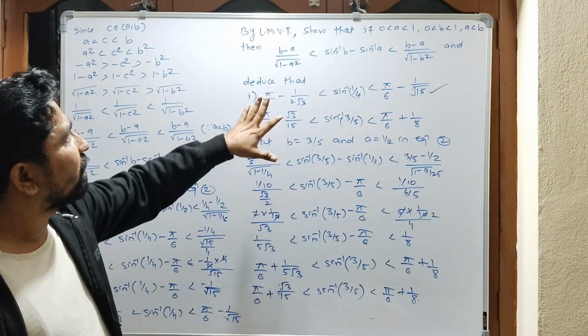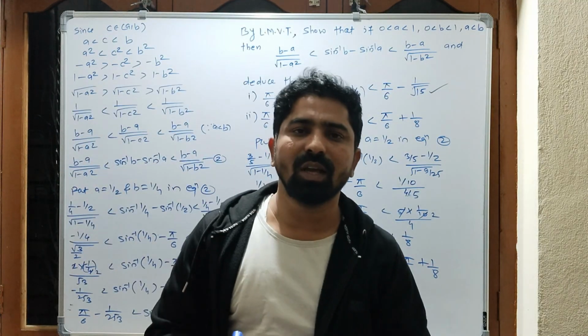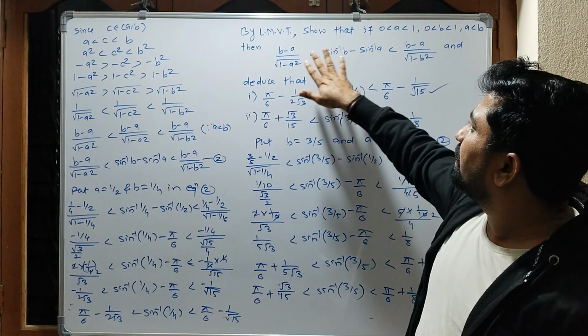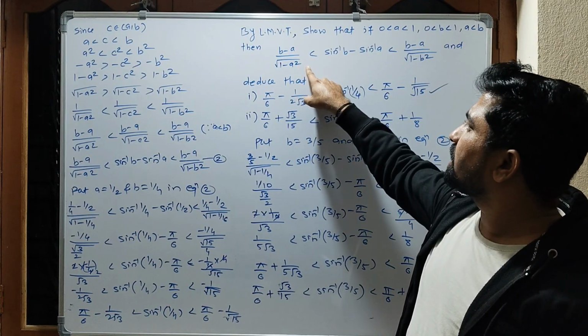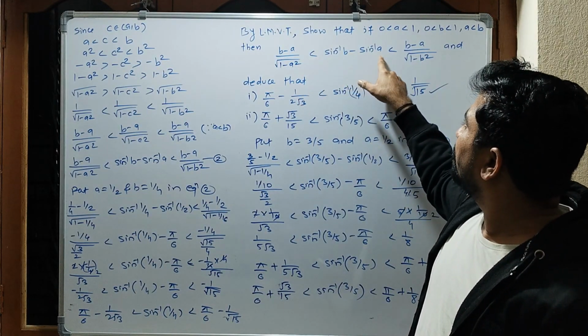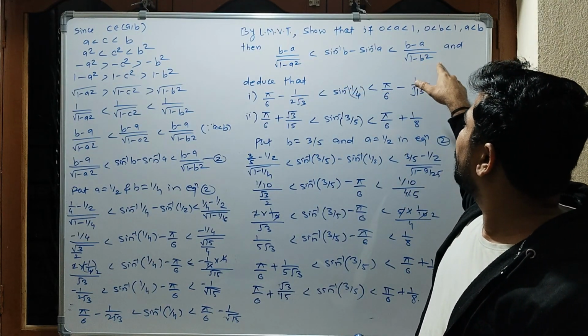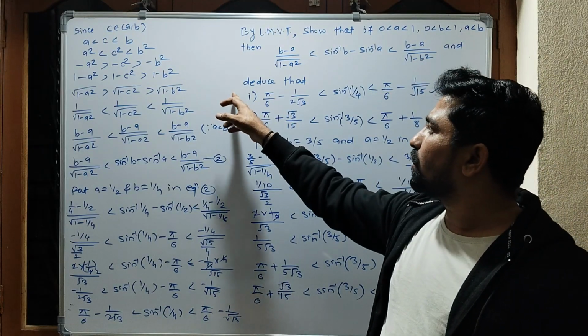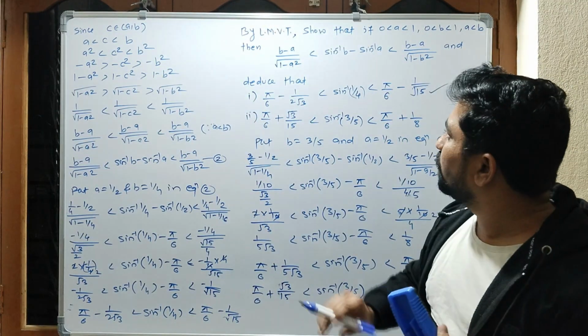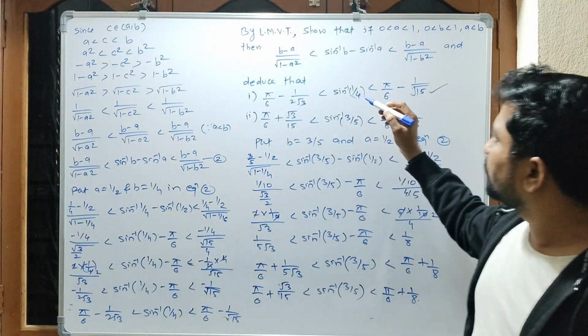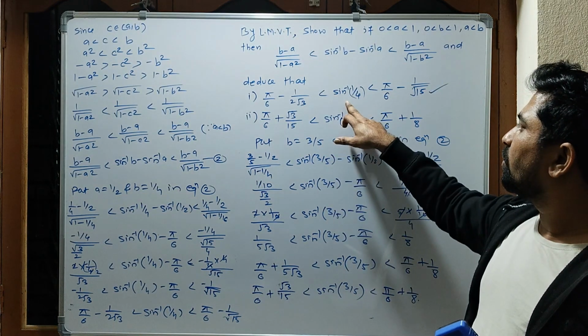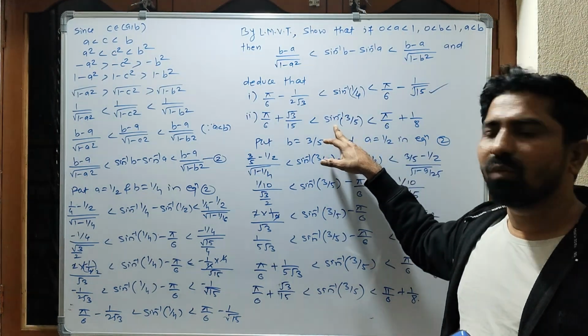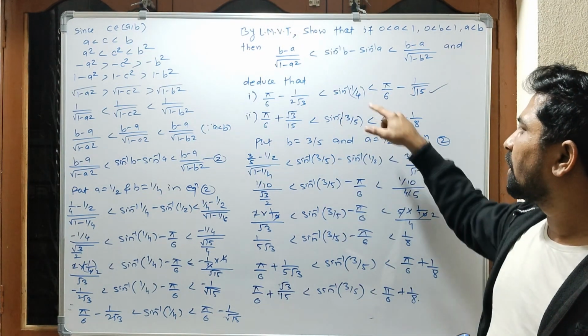Second, with the help of Lagrange's mean value theorem, maybe they will ask in the question to show that b minus a by under root 1 minus a square is less than sine inverse b minus sine inverse a, which is less than b minus a by under root 1 minus b square. With the help of this we have to deduce these two inequalities. For the first, put b equal to 1 by 4, and for the second inequality put b equal to 3 by 5 and a equal to 1 by 2 in both.